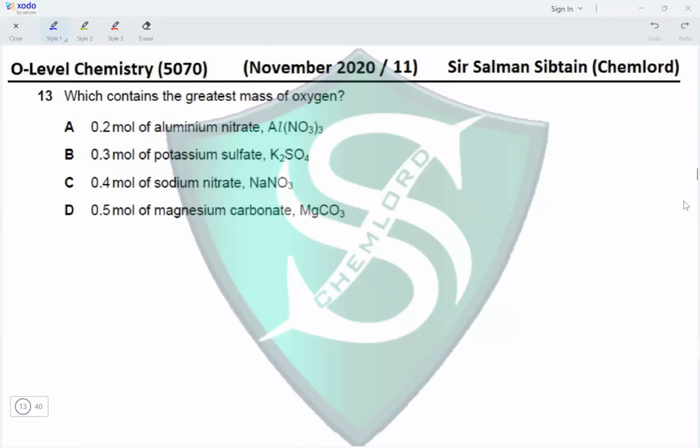Question 13. Which contains the greatest mass of oxygen? So the greatest mass of oxygen will depend on the moles of oxygen present. So in aluminum nitrate, we've got 9 moles of oxygen present. In potassium sulfate, we've got 4 moles of oxygen present. In sodium nitrate, we've got 3 moles of oxygen present. And in magnesium carbonate, we've got 3 moles of oxygen present. The next step would be to multiply the given moles by the number of oxygen moles that are present. This would give us a value of the moles of oxygen. So the highest value would have the highest mass.